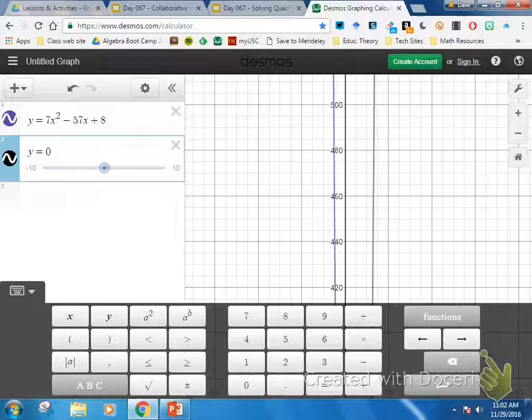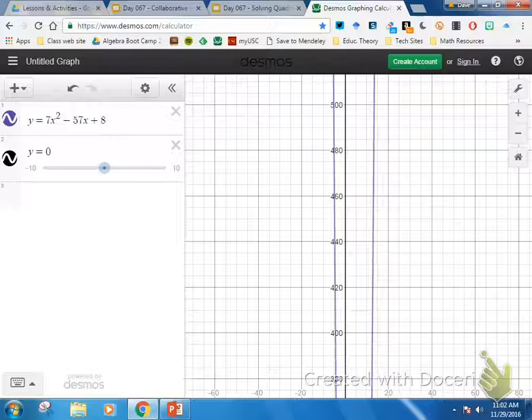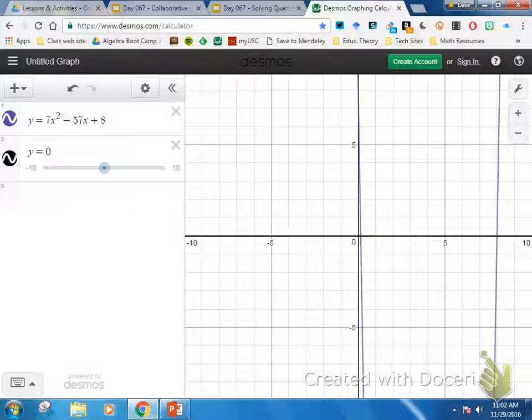Now, why does it look like it's like this right now? What do I need to do to get back? Zoom out. I got to zoom out or what? What's the button I should click? Press the home button. Good. Press the home button. Check this out.